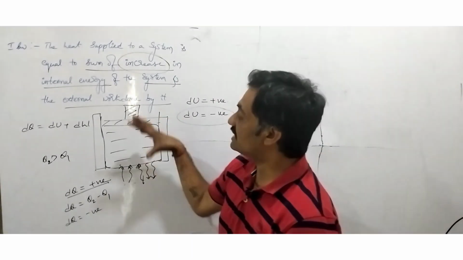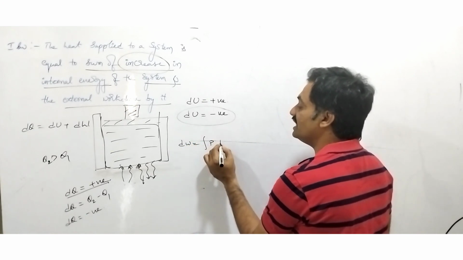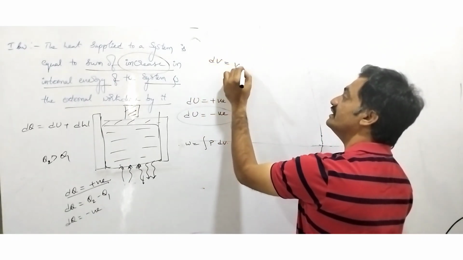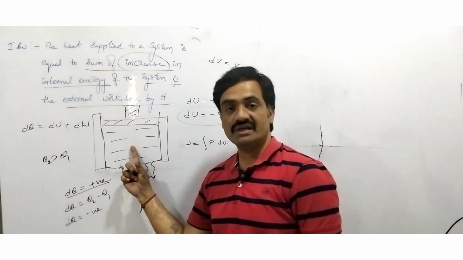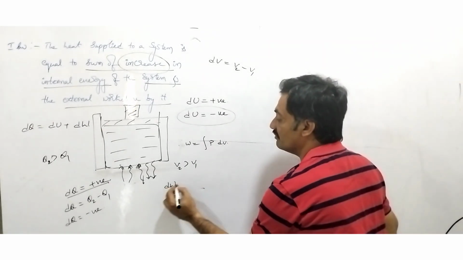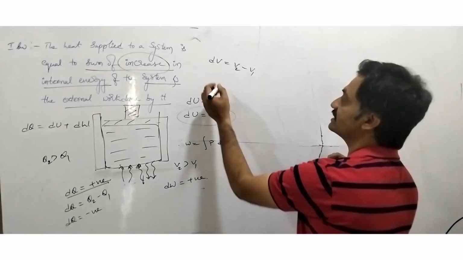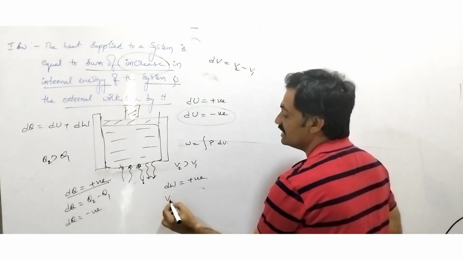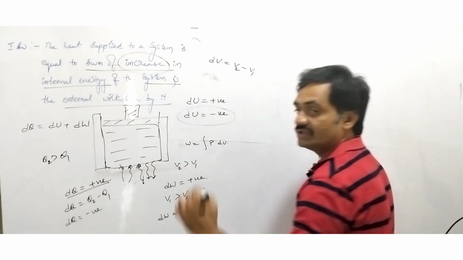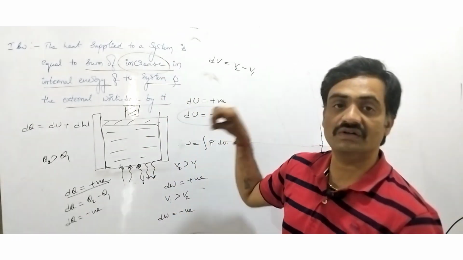When work is done by the system, work done equals P into dV, where dV represents the change in volume. When work is done by the system, the final volume is greater than the initial volume, so the work done is positive. When work is done on the system by the surroundings, the initial volume is greater than the final volume, so the work done is negative. In this way, we represent the positive and negative signs for the first law of thermodynamics.